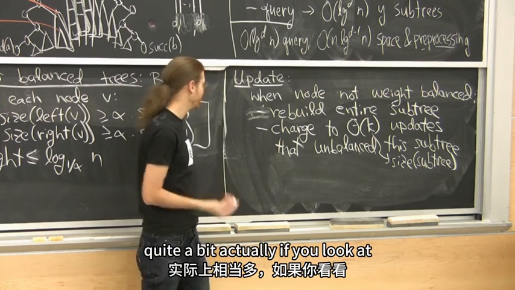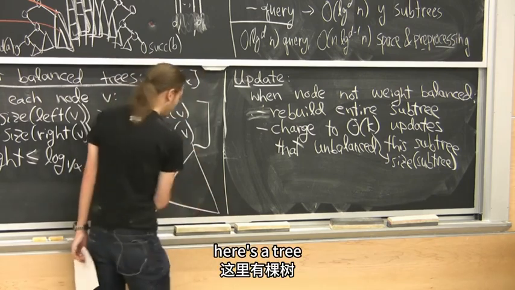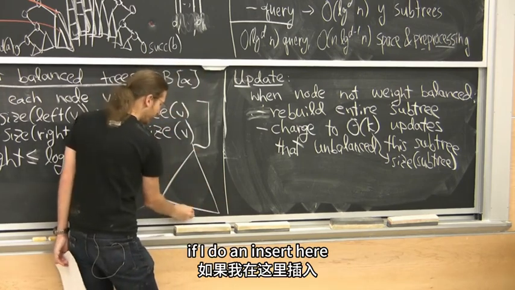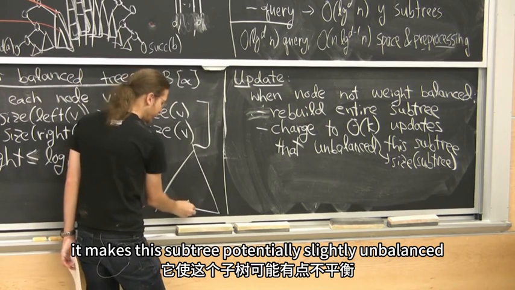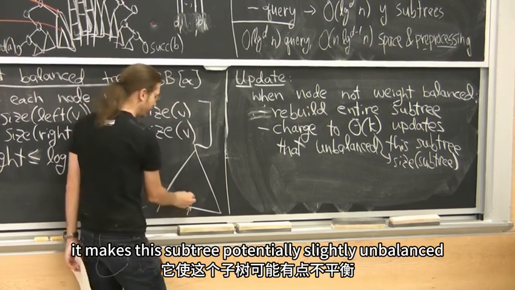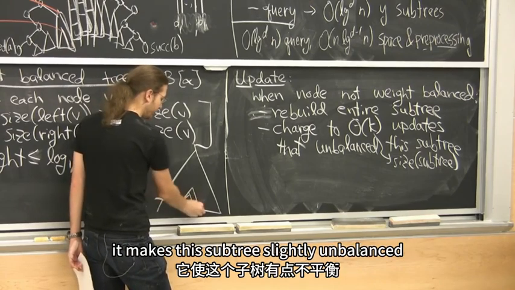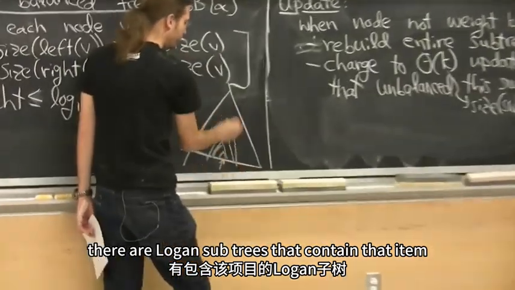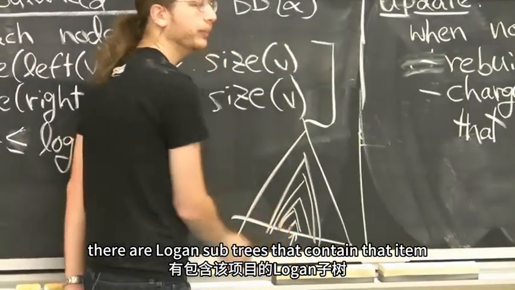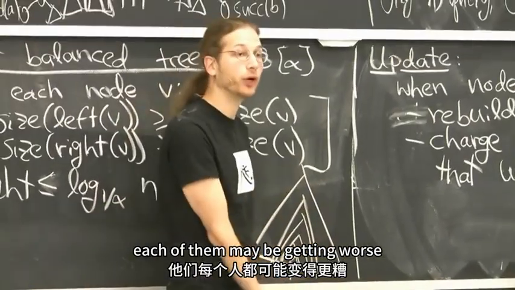Quite a bit, actually. Here's a tree. If I do an insert here, it makes this subtree potentially slightly unbalanced. It makes this subtree slightly unbalanced. It makes this subtree slightly unbalanced. There are log n subtrees that contain that item. Each of them may be getting worse.